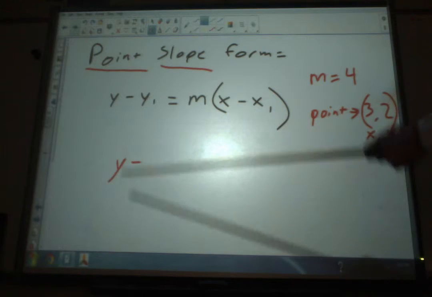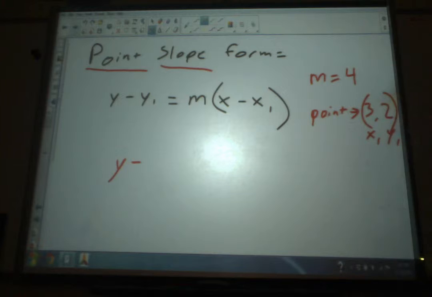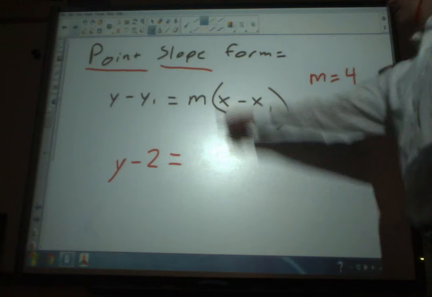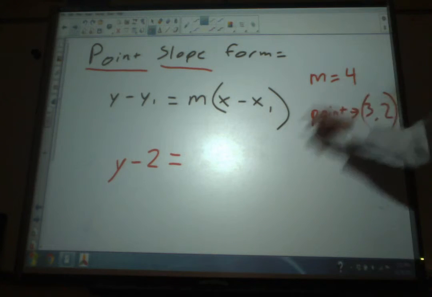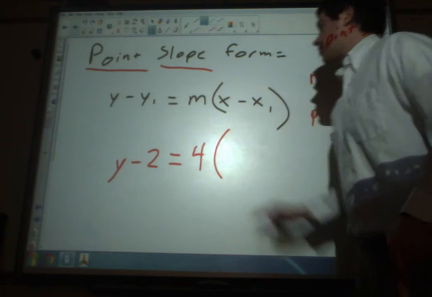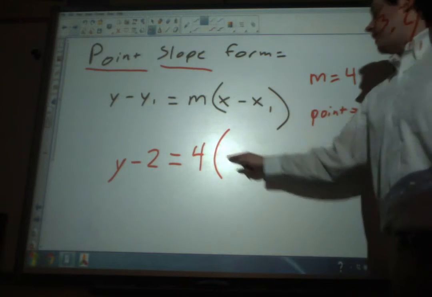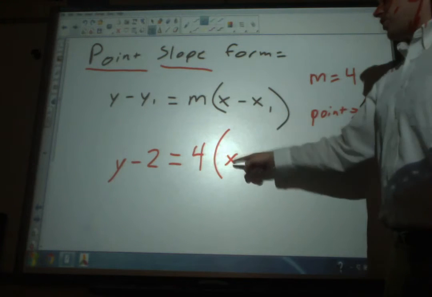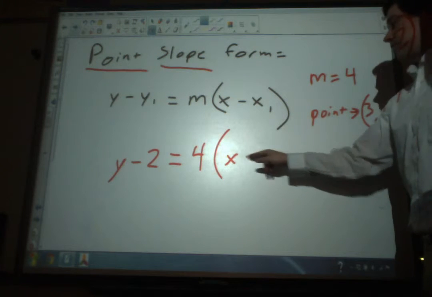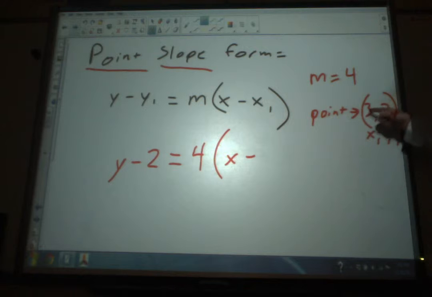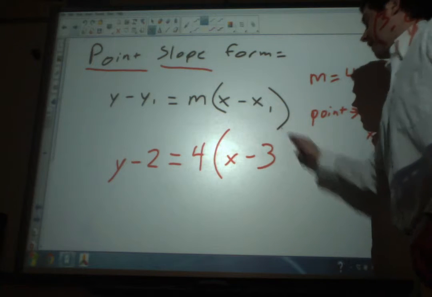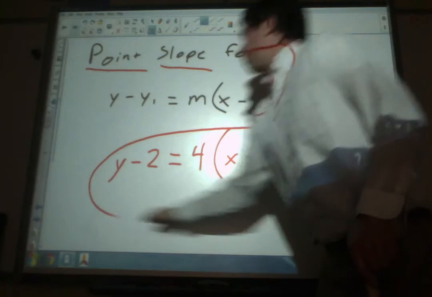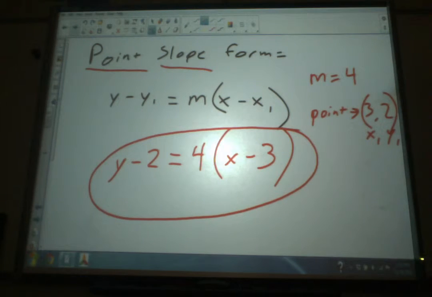All right, so y minus, what's y1? It's the number 2 in this case. Okay, so y minus 2 equals, in place of m, well, we put 4. Parentheses. And then we have x, that just stays as x. This y stays as y, this x just stays as x. Okay, but it's x minus, what's x1? It's 3. And there you go. That is point-slope form. We have correctly put that equation into point-slope form.